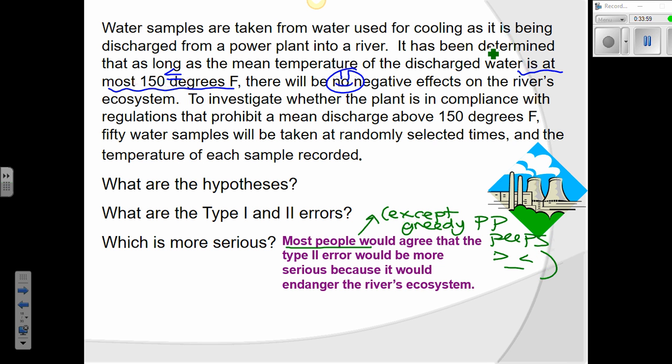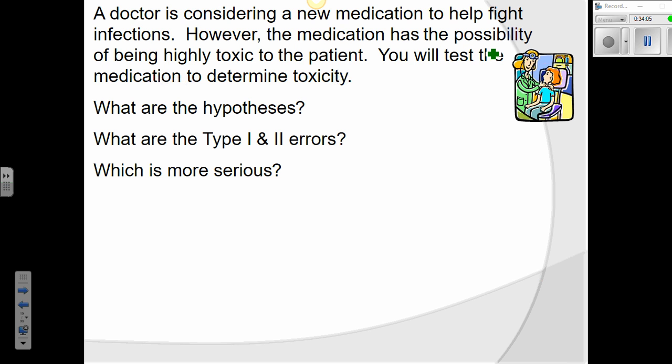They would say that type 1's better, or type 1's better. Is that good? You guys with me? Okay. I want you to try this one on here. Try that one. All right, let's go over this.